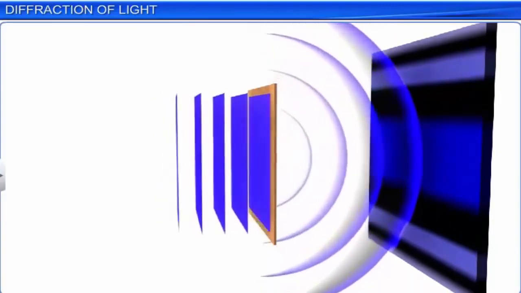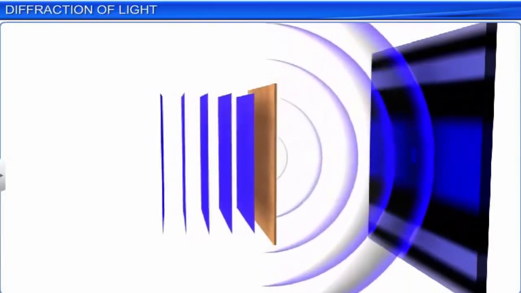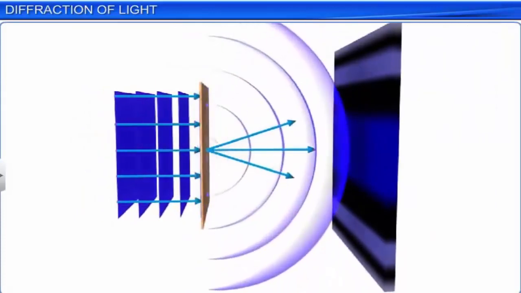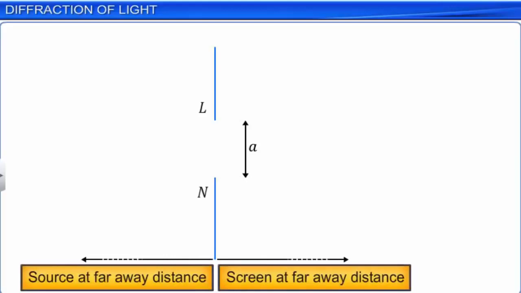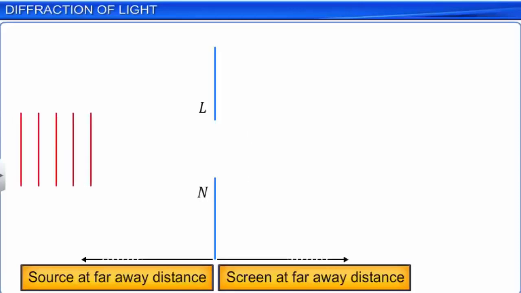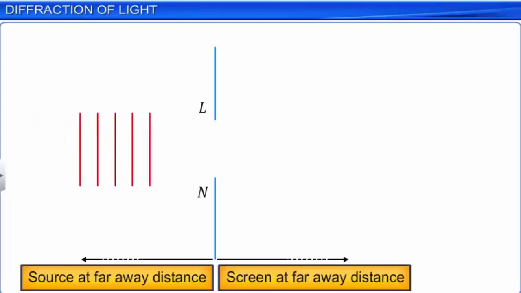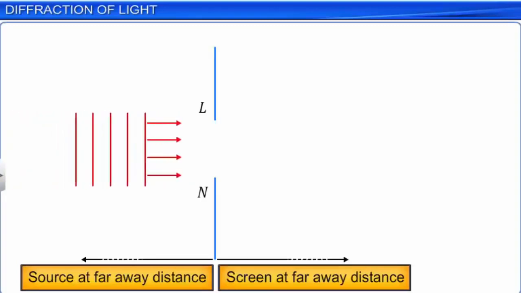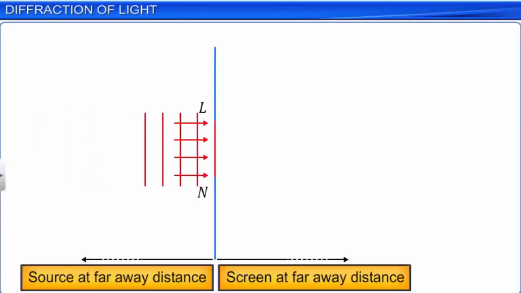Let us now analyze the diffraction pattern mathematically. We represent light as a beam of rays. Let the width of the slit LN be a. Let the source of monochromatic light and the screen be very far away from the slit. If the source is at a faraway distance, we can regard the incident light as plane wavefronts, or alternatively, the incident rays are parallel.